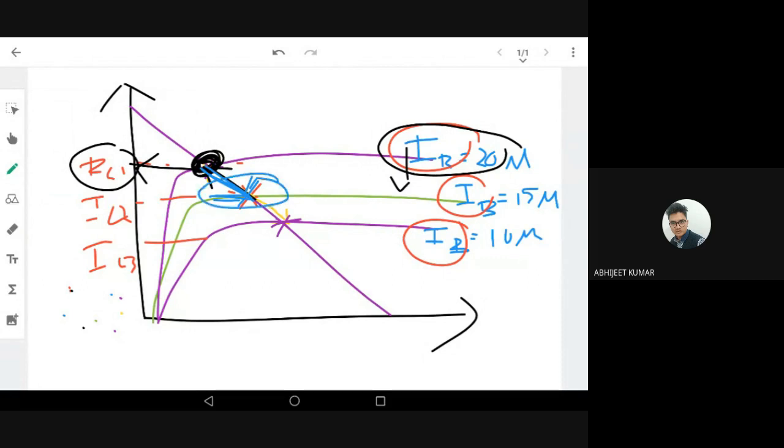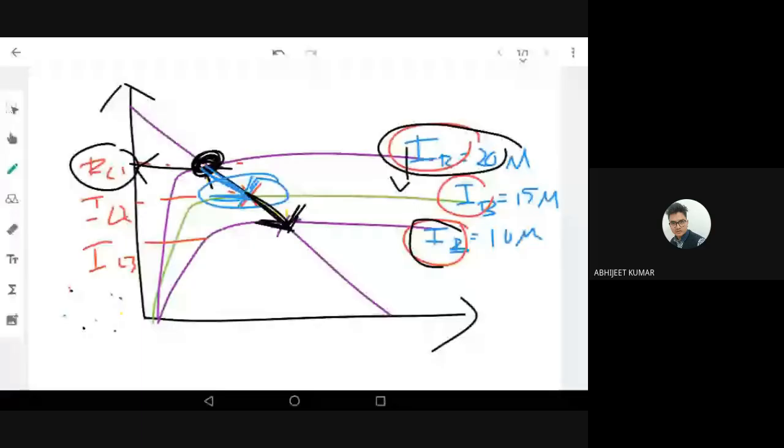The same thing happens in the opposite direction. If somehow my IC is reduced, my operating point is reduced. Now, if I'm somehow able to increase my IB, ultimately I'm increasing IC also. So that is constant feedback. If something undesirable happens, we are automatically able to change IB so that we come back to our native operating point. Okay, that is called feedback.